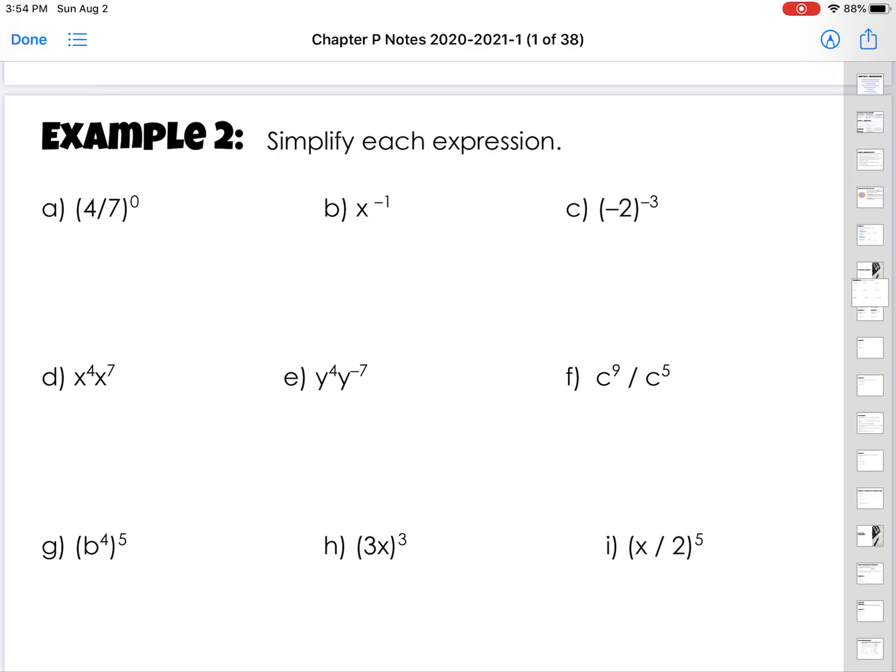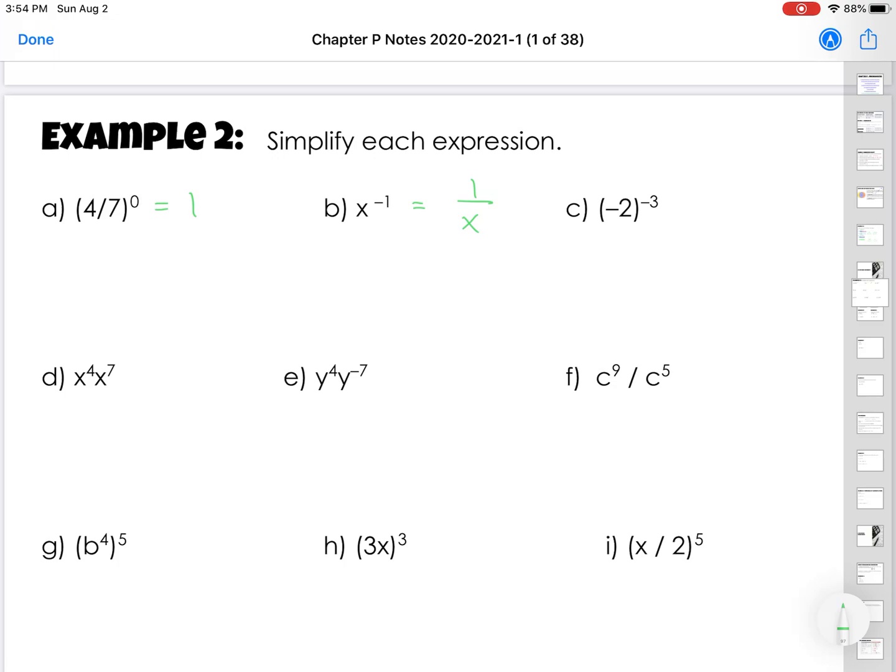So in A, we have 4/7 to the 0 power. Remember, anything to the 0 power is going to be 1. In B, we have x to the -1st. That means we're going to flip that over, so that's 1/x to the 1st power, or just the x.